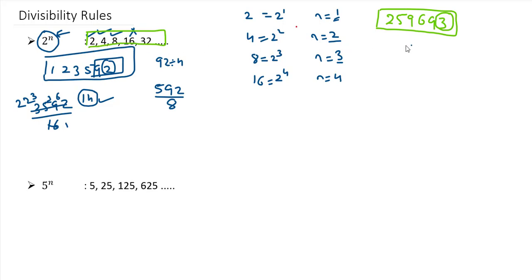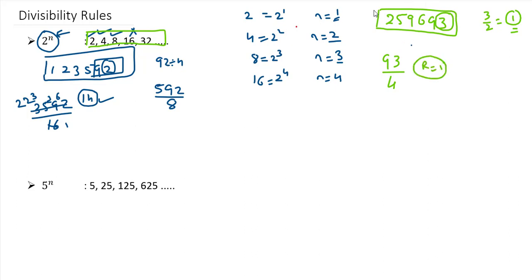In that case, we will have to find the remainder. For that, in case of 2, we have to consider the last digit and find its remainder, which will be 1. So the remainder when this entire number is divided by 2 will be 1. The remainder when this number is divided by 4 will be given by the remainder when the last 2 digits are divided by 4. In this case, the last 2 digits are 93. 93 when divided by 4, the remainder is 1.